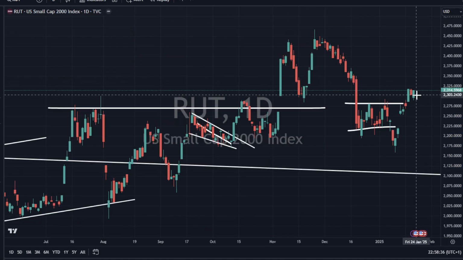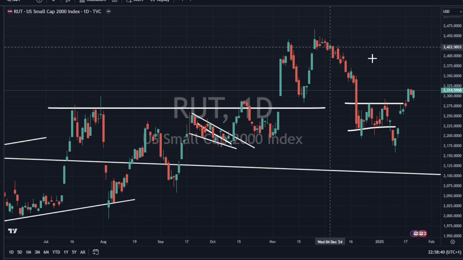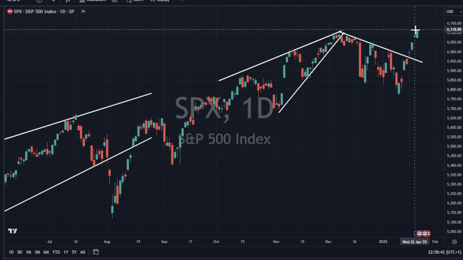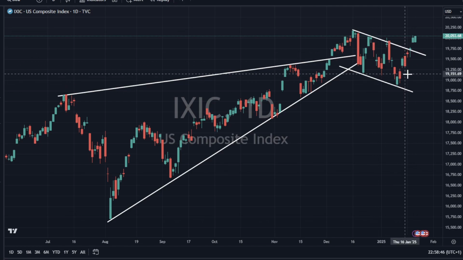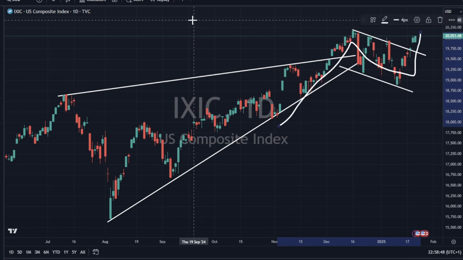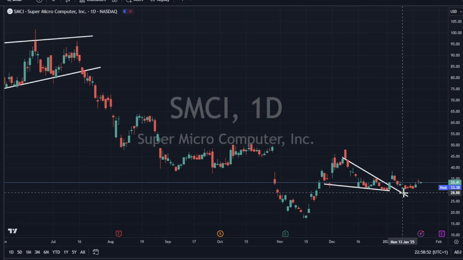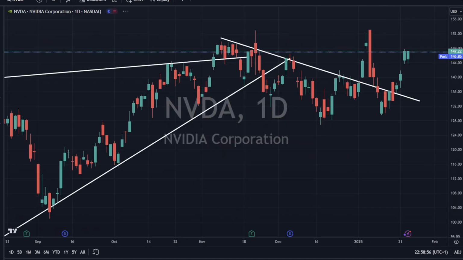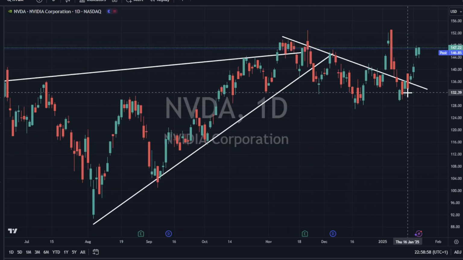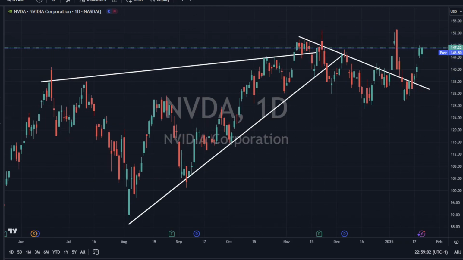Russell 2000 up 0.47%. Looks pretty good. We're above a lot of support. That looks good to go higher. We got the S&P 500 up. That's moving. NASDAQ also moving higher. We've broken out of the flag pattern there, so that's moving on up. SMCI down slightly. It's consolidating still after this little breakout. NVIDIA up slightly, but we're above a lot of resistance, so that looks good to try to work its way on up if it wants to.